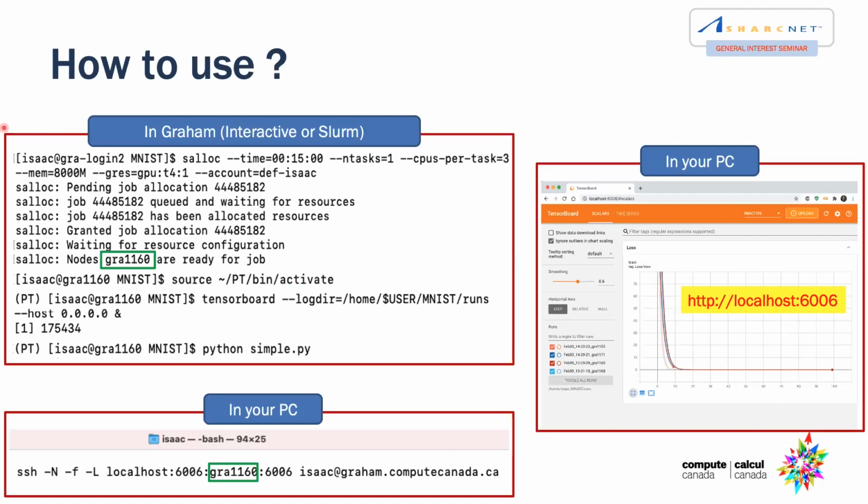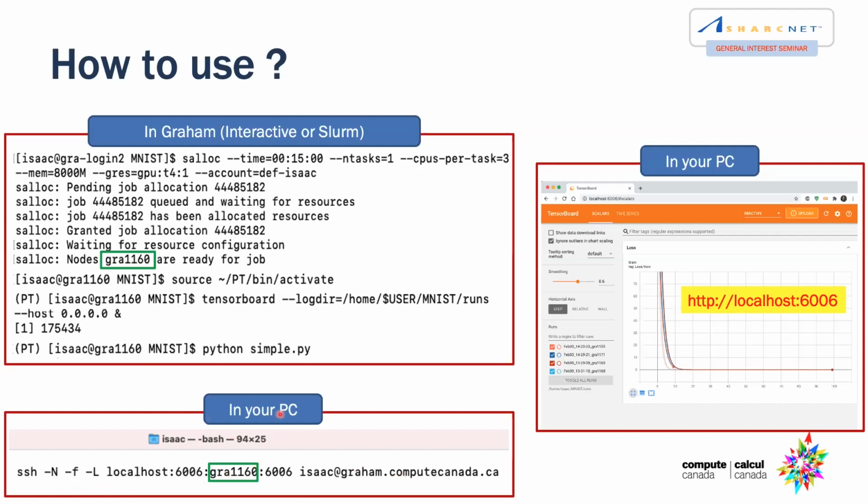What you have to do in your Graham server is run your job. I based this on the interactive job, but it can run well with a SLURM job too, I mean the batch job too. So after getting the job working, you can see here the node your job is actually working on. You need this information to make an SSH secure shell connection with the Graham computer.